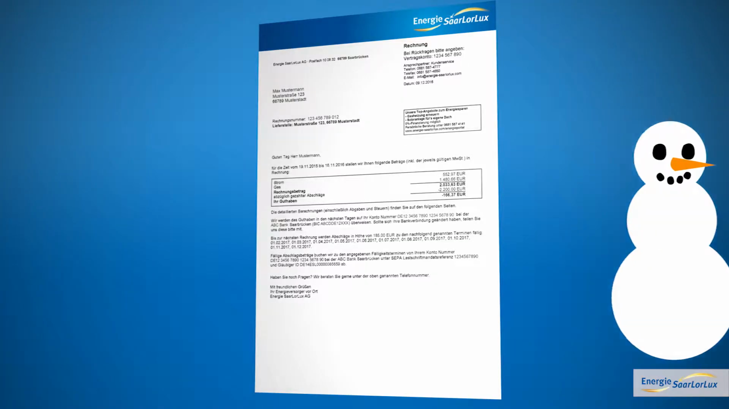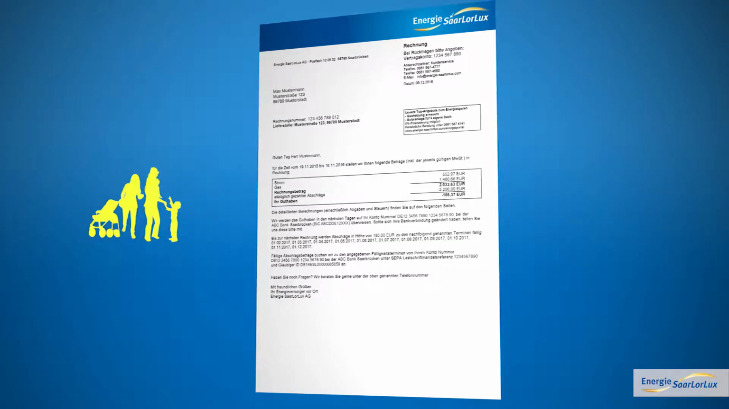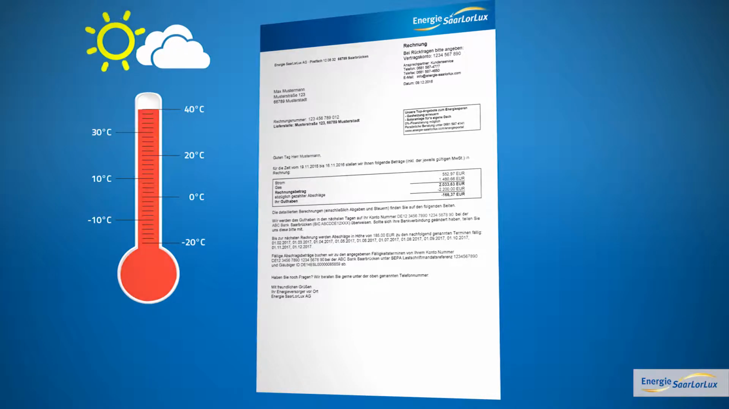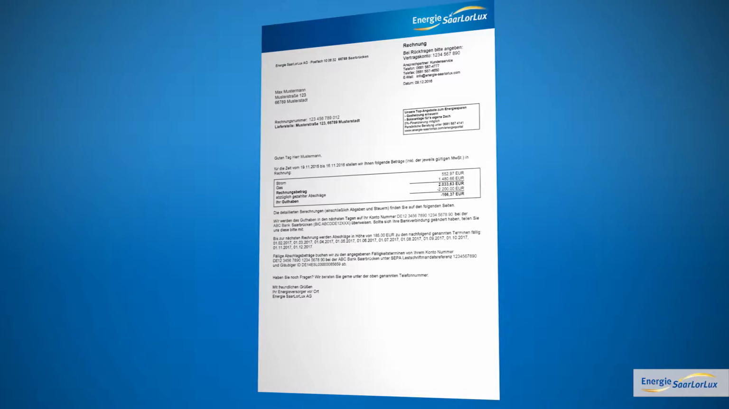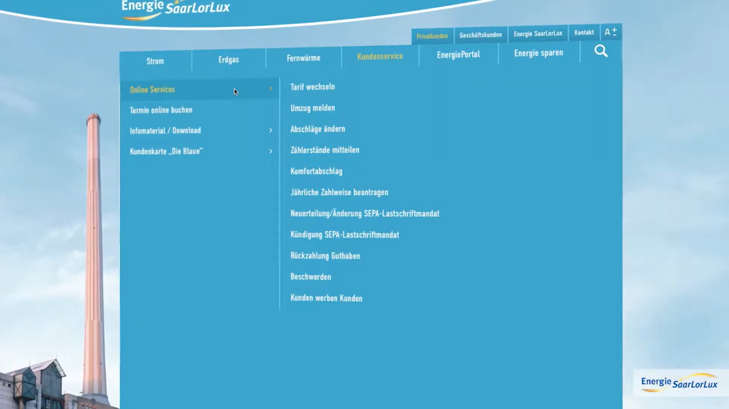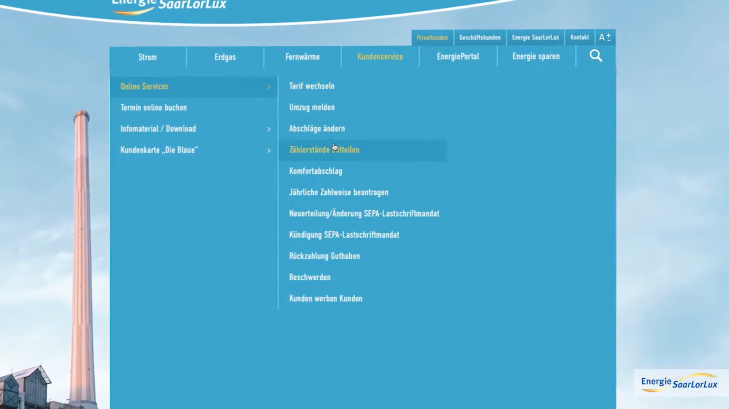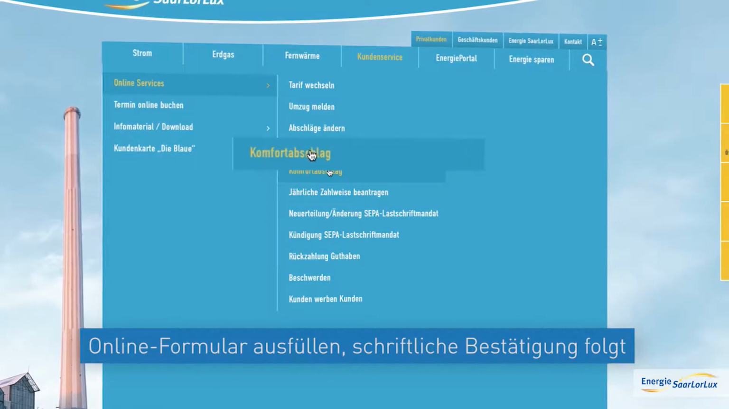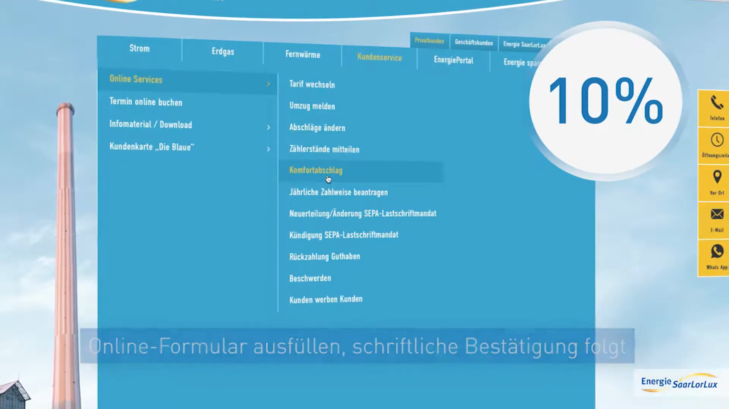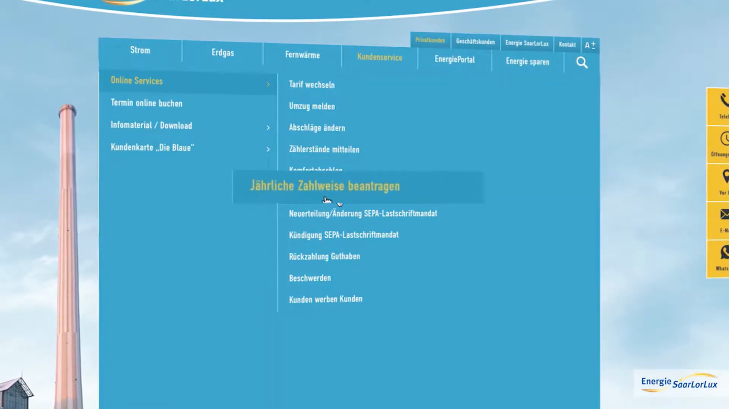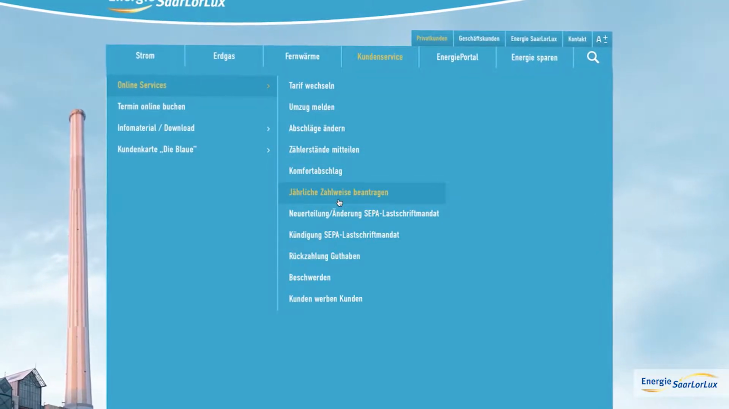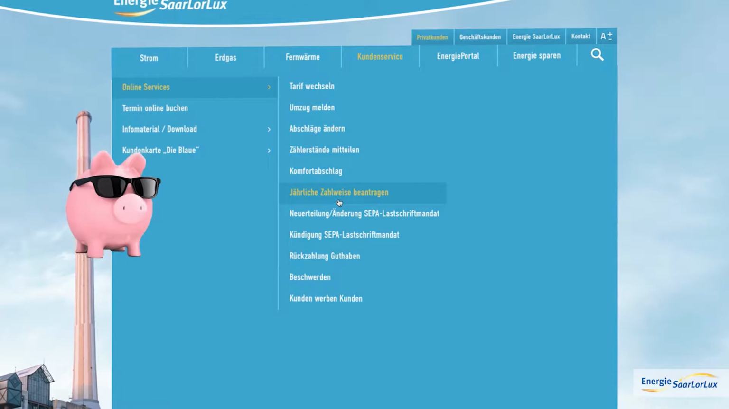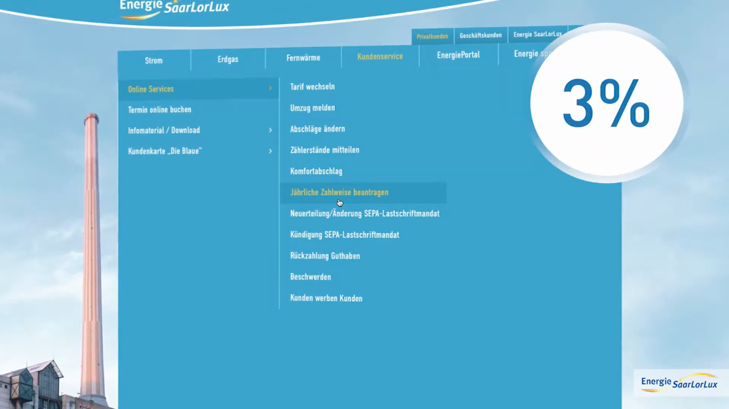Cold winters or unforeseeable circumstances can lead to your energy consumption rising above the usual amount. This can result in undesirable subsequent payments. You can avoid such surprises with the Komfortabschlag, our convenient monthly installment plan, where you increase your monthly advance payment by 10%. Furthermore, instead of paying your installments on a monthly basis, you can pay one lump sum in advance for the entire year. This provides you with a real cash benefit as you will receive a discount of 3%.